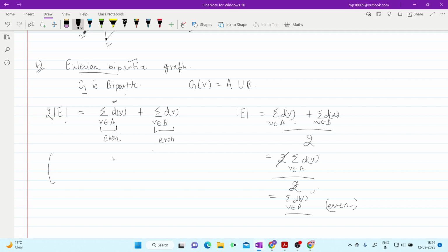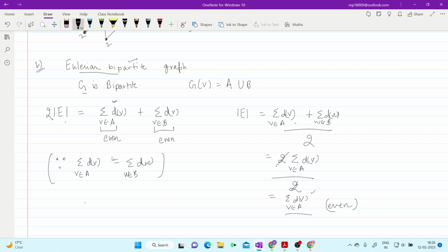Because we are using this property of bipartite graph, that the total sum of degree of vertices in A is equal to the total sum of degree of vertices in B.